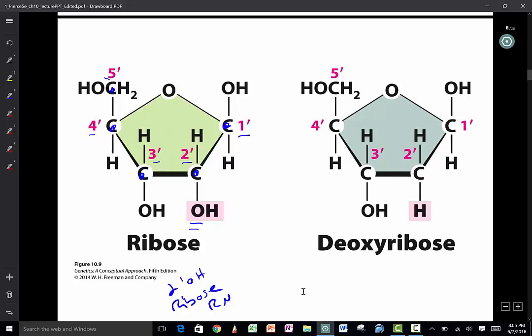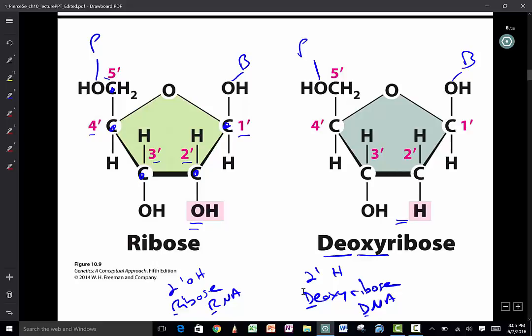Ribose makes up RNA. If it doesn't have an oxygen here, it's deoxy because there's no oxygen there. So it's 2 prime H, and it's deoxyribose. Deoxyribose is in DNA, so that's where the D comes from in DNA. And this is where the R comes from in RNA. The phosphate will get connected here or here, and the base will get connected here, and then you'll have a nucleotide.